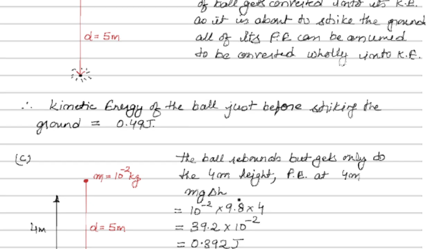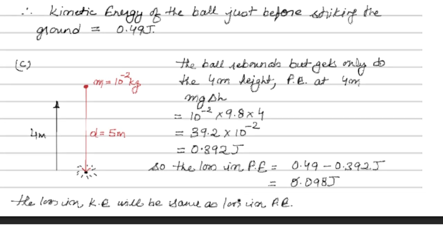Okay, let's go to the C part. Now this is interesting because it talks about the rebound. After rebounding, it only goes to the 4 meter height, and they ask what is the loss in kinetic energy here. The ball rebounds but gets only to the 4 meter height, so potential energy at 4 meter height can give us the answer. We know the kinetic energy just before striking was 0.49 joules. If there is no loss, the ball will go back with the same energy, 0.49 joules upwards, and reach the same height. But it is not happening. It only rises to 4 meters. So there is some loss in kinetic energy.